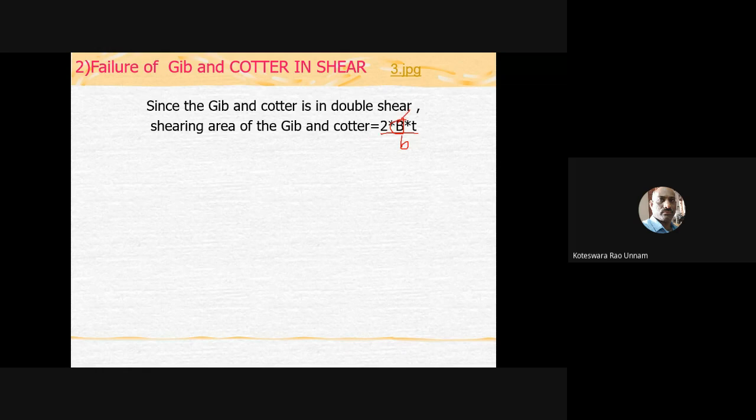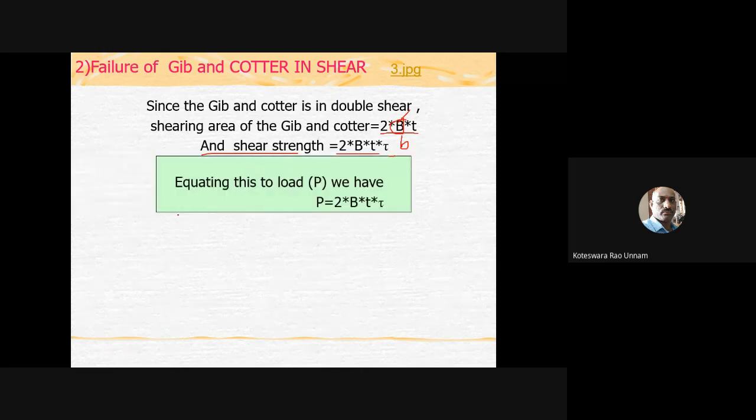Therefore, your shearing area is nothing but 2 into B into T. If we multiply the shearing area by the allowable shear stress tau, you will get the shear strength, which is nothing but 2BT into tau, and you need to equate this to P. From that, you will get your B value. If you solve this equation, you will get the combined width of jib and cotter as B.